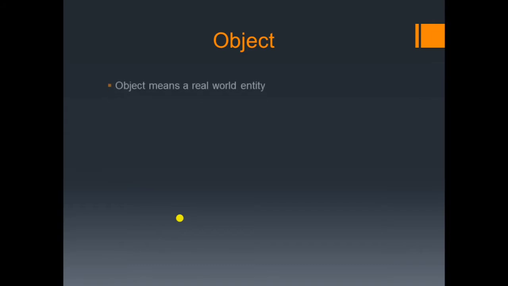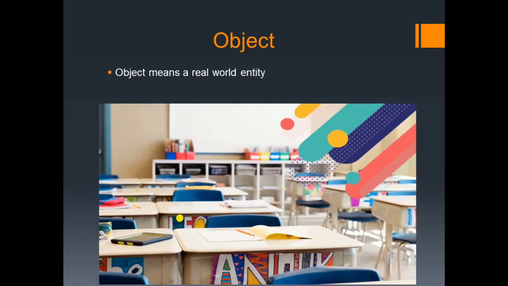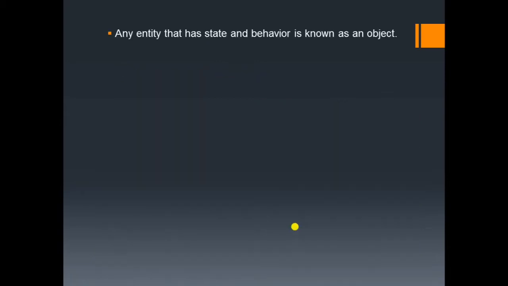What is an object? Object means a real world entity. Consider this example: a classroom, and it has objects like pen, pencil, table, chair, etc. So real world entities like pen, chair, table, book, etc. are examples of an object. Any entity that has state and behavior is also known as an object.